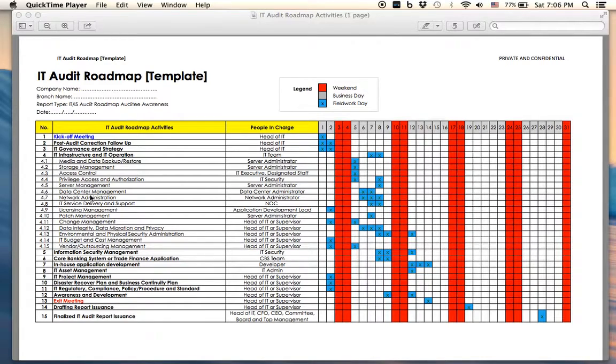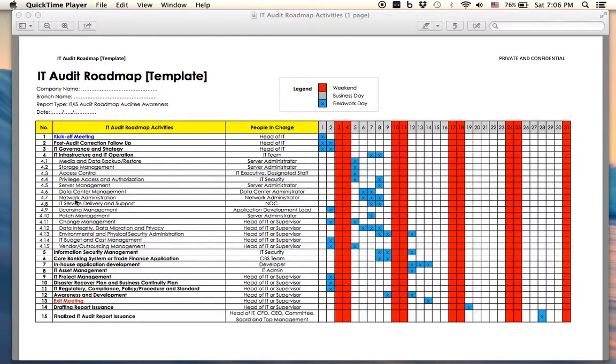So the next is data center management. You will engage a data center administrator. You will conduct it at day number 6 and number 7. Okay. So sometimes you will know yourself what is the area that you are going to conduct. So you will assess a particular area, and what requirement you will obtain from the auditee.